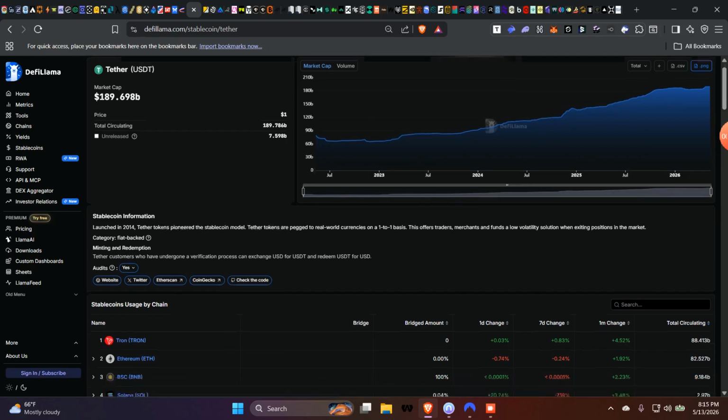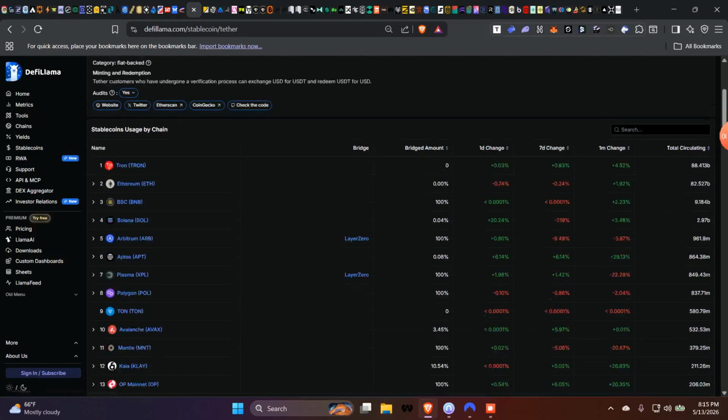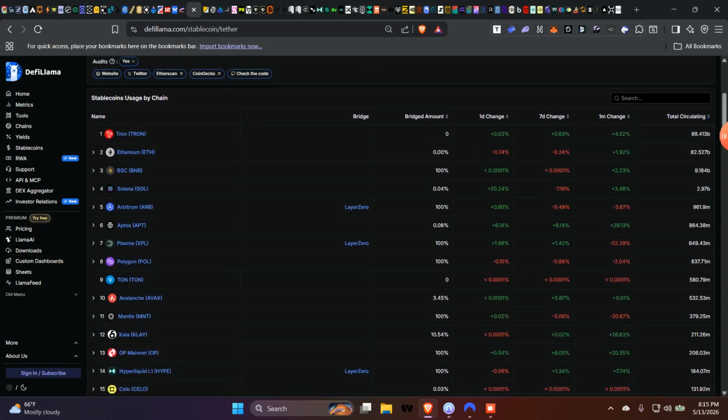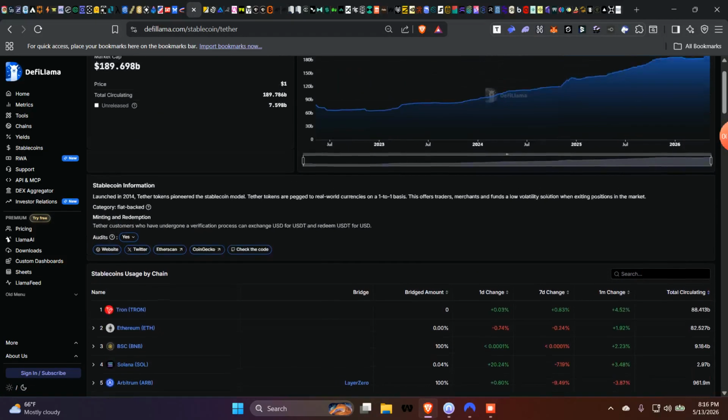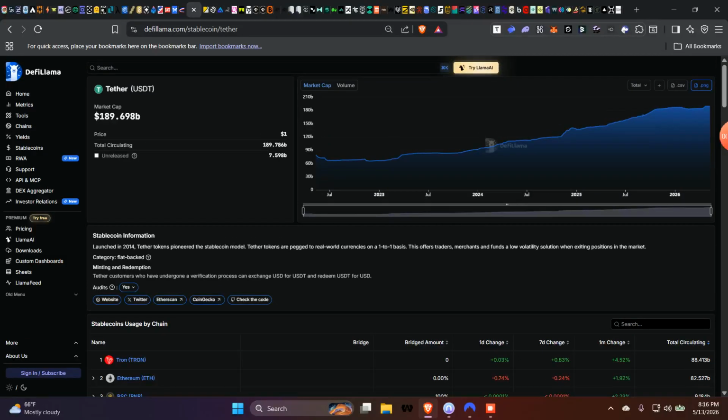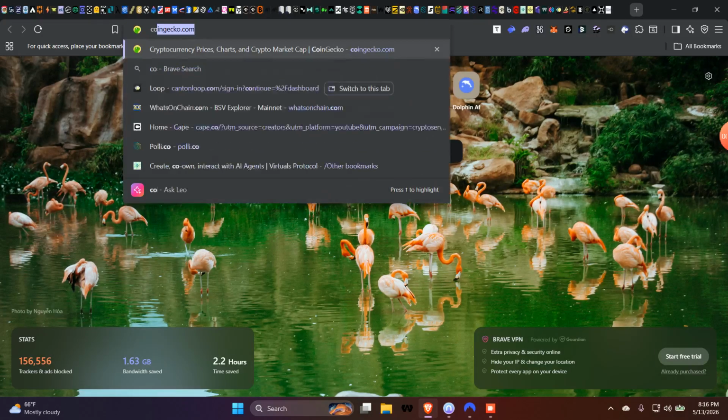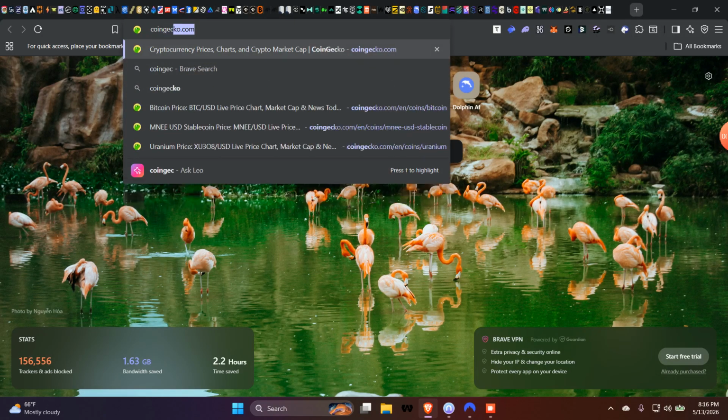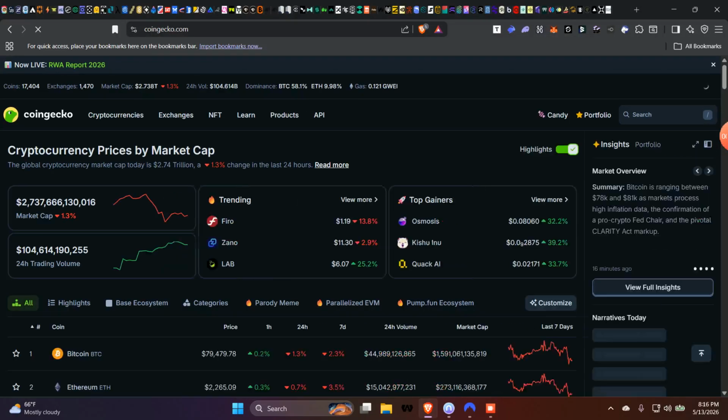Let me just see where I'm at here. Okay, cool. So they keep the yield on that. So what we're going to do is take a look at a couple of coins that we should be looking at. And in order to do that, let's just go over here to CoinGecko very quickly. I like to look at CoinGecko to get a lot of my information here.